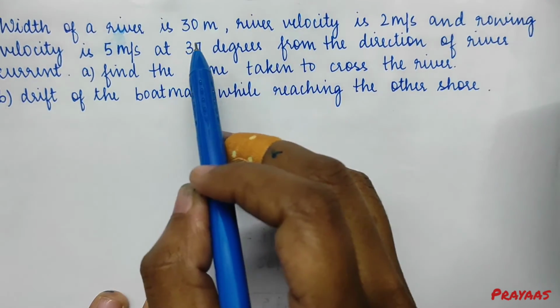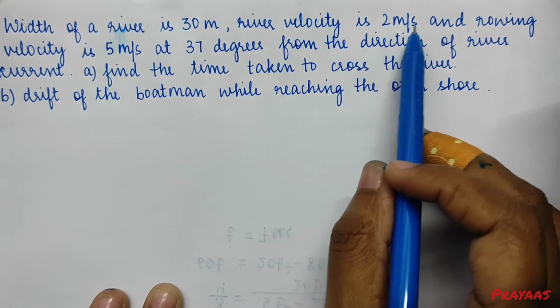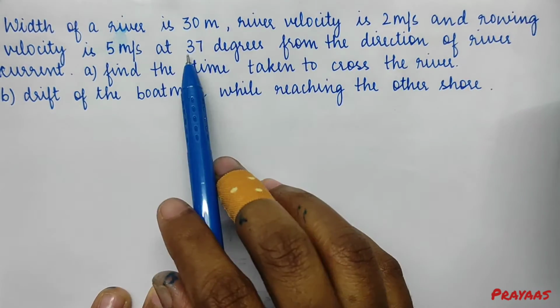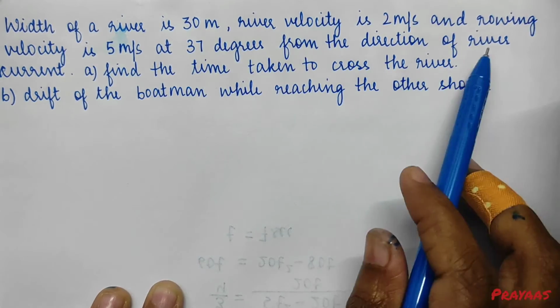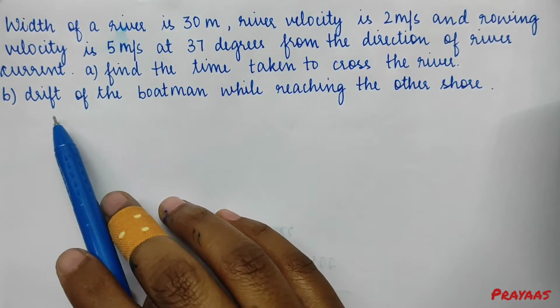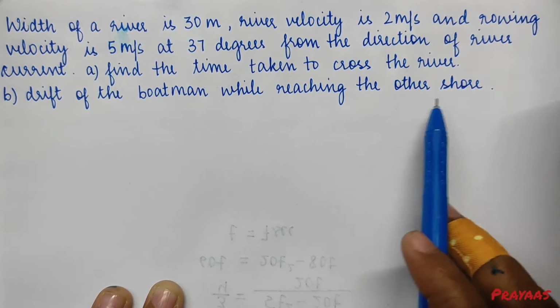Width of a river is 30 meter. River velocity is 2 meter per second and rowing velocity is 5 meter per second at 37 degrees from the direction of the river current. Find the time taken to cross the river. B, drift of the boatman while reaching the other shore.